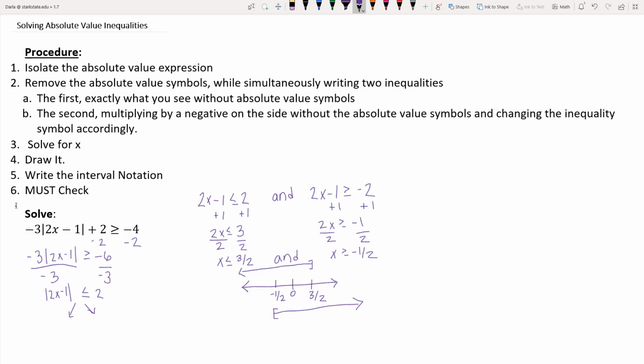So if we take the intersection of these two lines, we can see that puts us between -1/2 and 3/2. That would be our solution. So our solution is -1/2 to 3/2, inclusive of both endpoints.